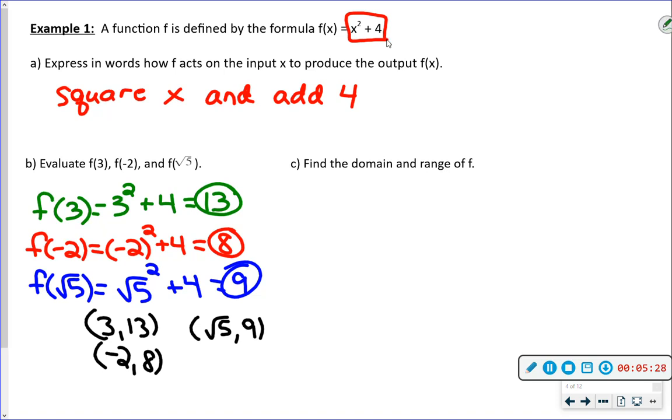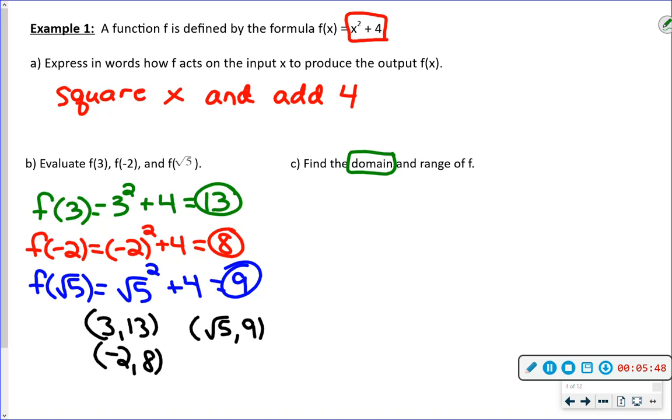All right, find the domain and range of f. Let's start with domain. So domain, that's a big one. That comes up a lot. Domain is really asking what can you put in for x? What numbers can we put in? Or really, I kind of think of it backwards. Are there any numbers I can't put in? Are there any numbers that won't work in this equation?